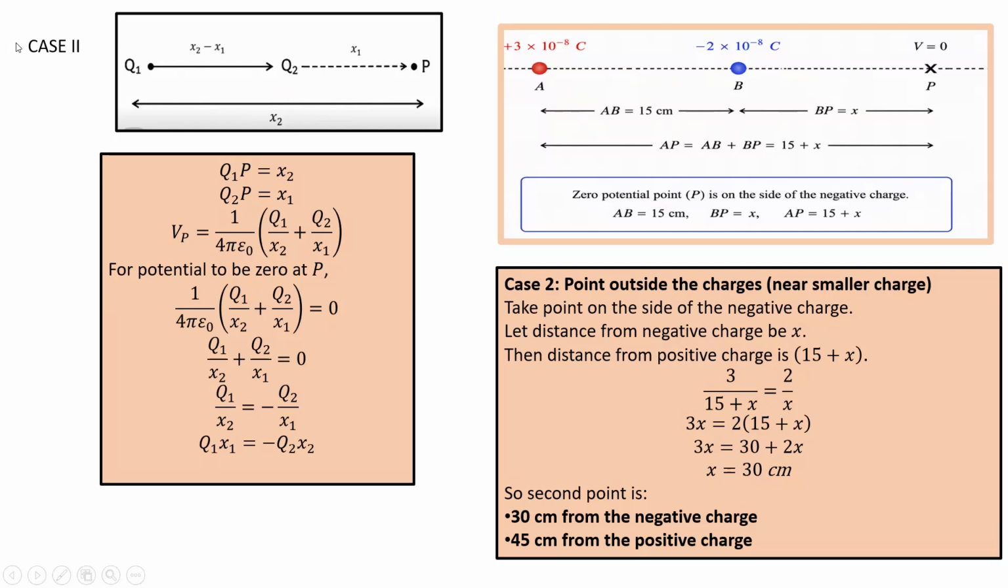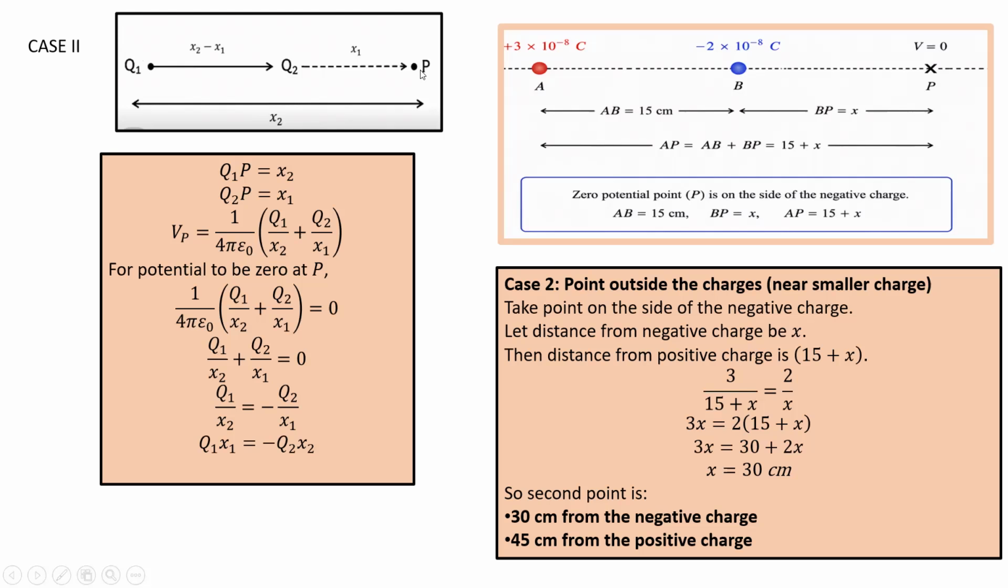Now we go for case 2. Let us take a point outside Q2, that is, on the right side of Q2. There, the potential may be 0. Why do we have to take the right side of Q2? Why can't I take the left side of Q1? First, I would like to give the explanation for this. Now, I have taken the right side of Q2. Suppose at this point, the potential is 0.